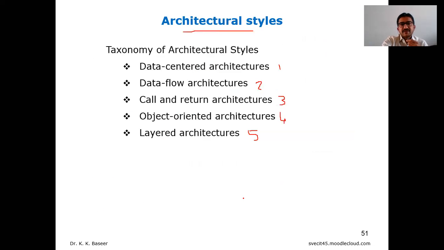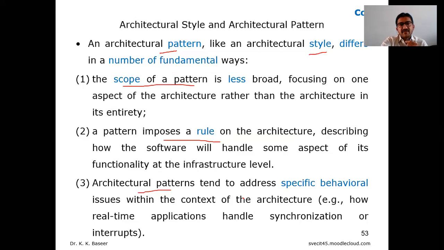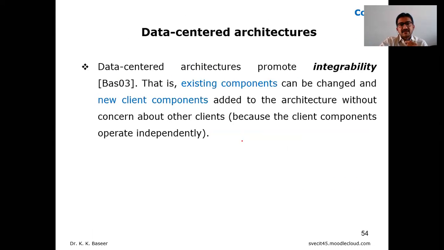Now coming to the types of architectural styles. The first one is data-centered architecture. The name itself tells that it is centrally monitored and acts as a center for processing data or sending data from one node to another node. Let me have a look at this data-centered architecture.